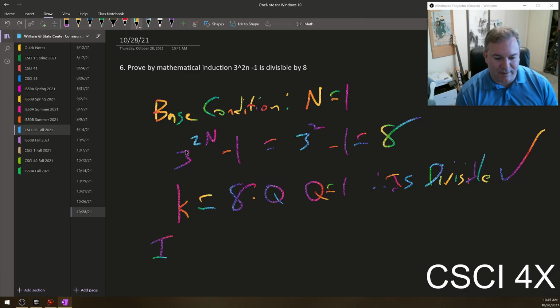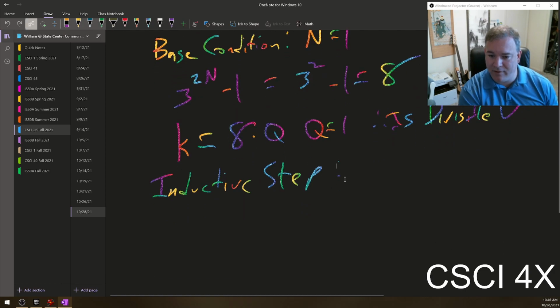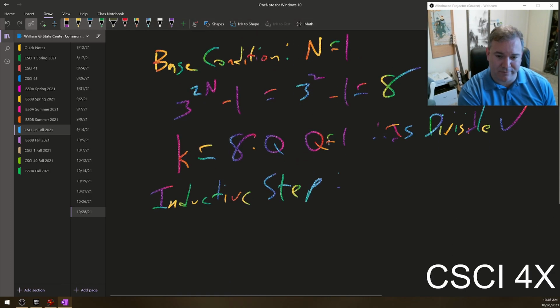Now for the inductive step, we assume what? Remember, the first thing you always do is you assume this to be true. You assume this is true.